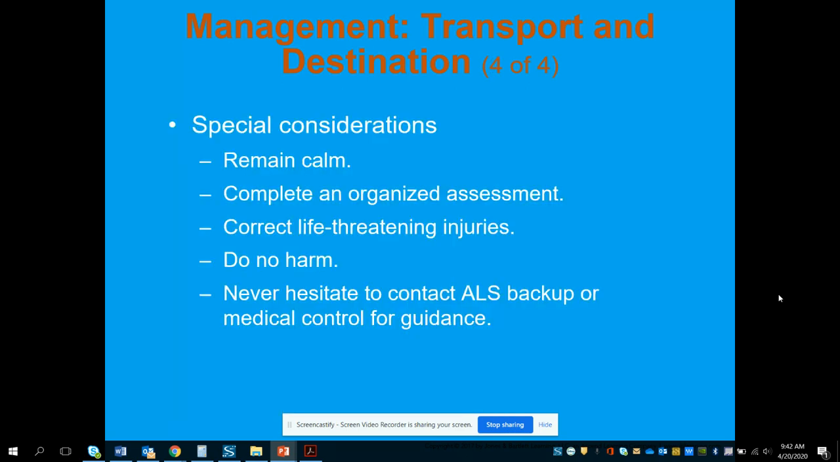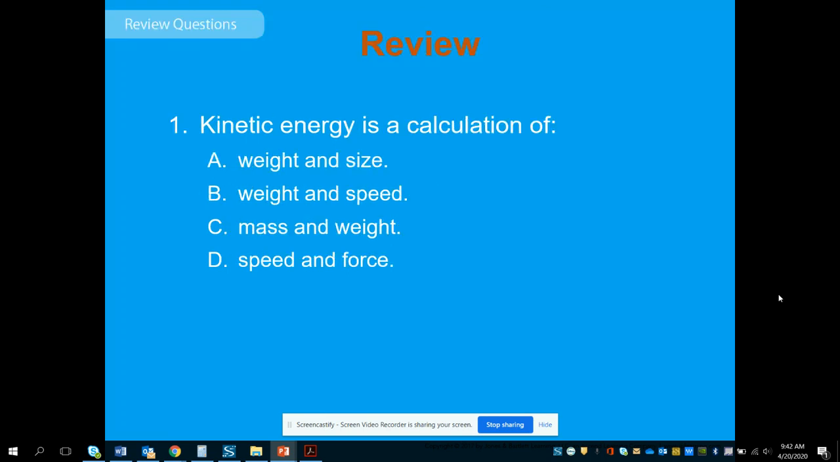All right. So things we want to consider: remaining calm, do your organized assessment, correct any life-threatening injuries, don't do any further harm, call for ALS backup or medical control guidance if you're not sure about where to transport a patient to or what should be done en route to the hospital.